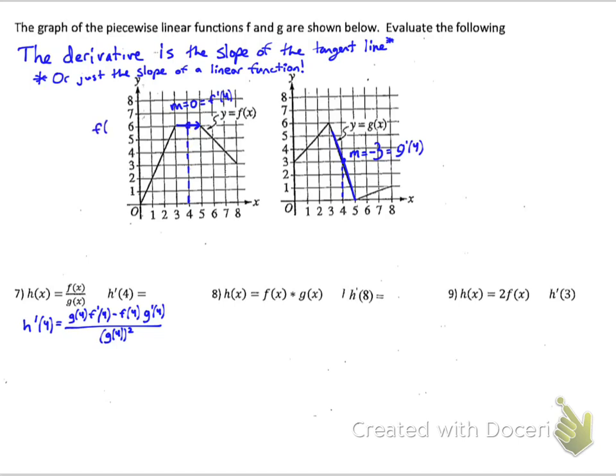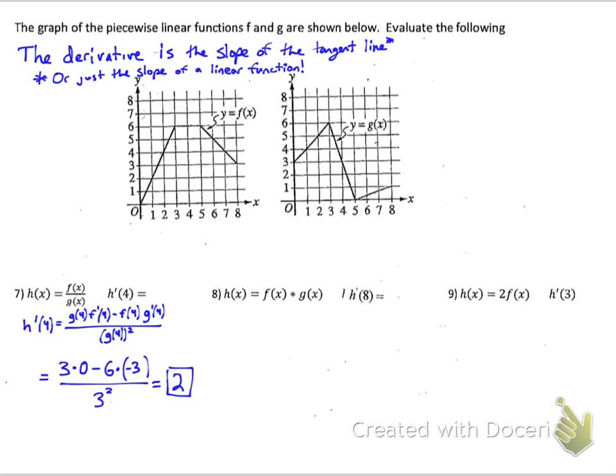So we have those values, of course, to get f of 4, for example. That's the y value over there, 6. And g of 4 is 3. So we're just going to plug them in like we have the table. 3 times 0 minus 6 times negative 3 all over 3 squared, which gives us 2.